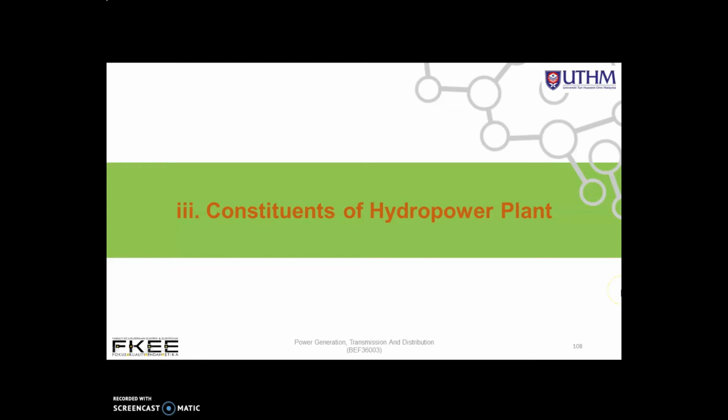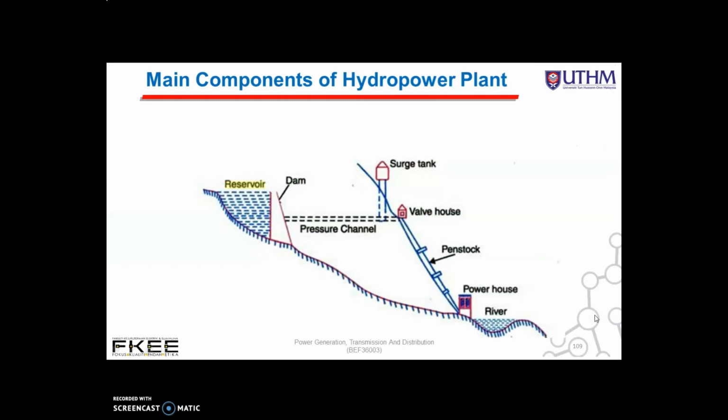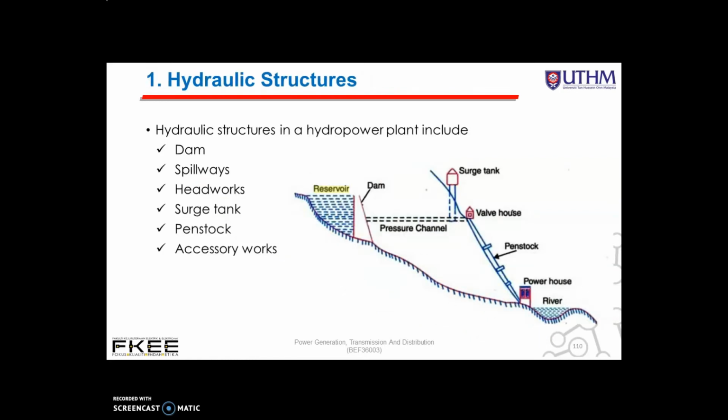Next is the constituents or the components of hydropower plants. There are three main components of a hydropower plant. The first one is the hydraulic structures. The second one is the water turbines. And the third one is the electrical equipment. First is the hydraulic structures. Hydraulic structures in a hydropower plant include the dam, spillways, headworks, surge tank, penstock, and also accessory works. We look at them one by one.